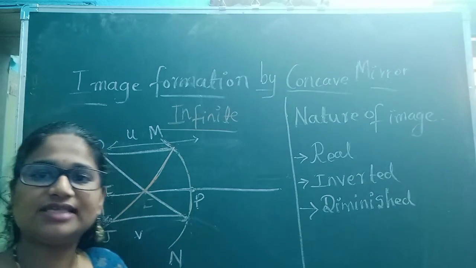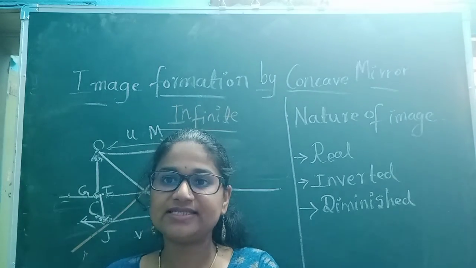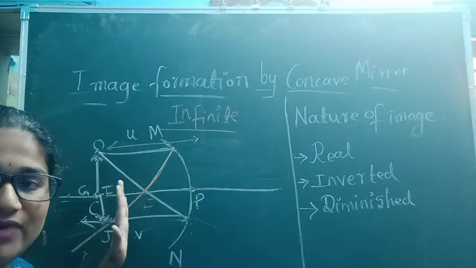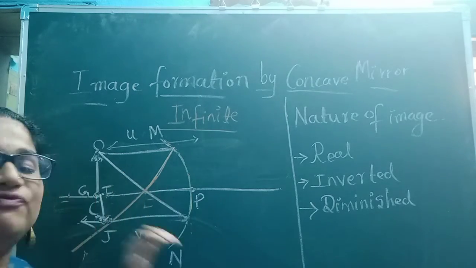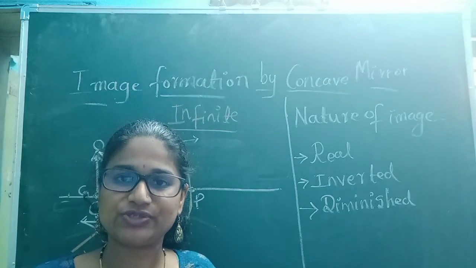In the upcoming session, we will study one more case, when an object is placed between, that is, before the radius of curvature, after the focal length. Okay, in the next session we are going to study that.